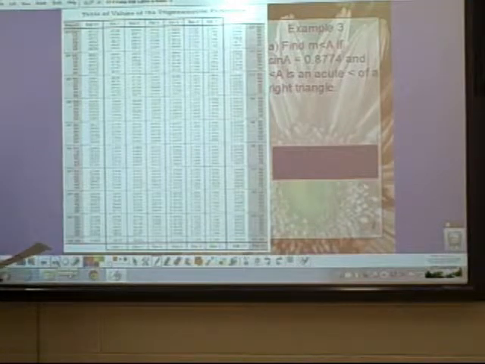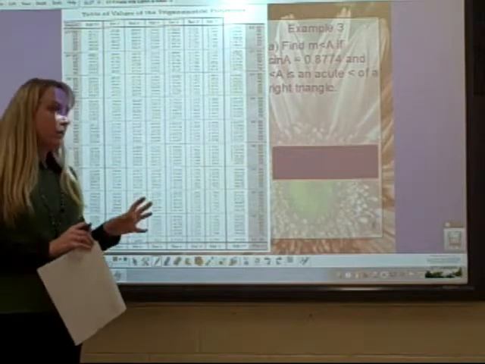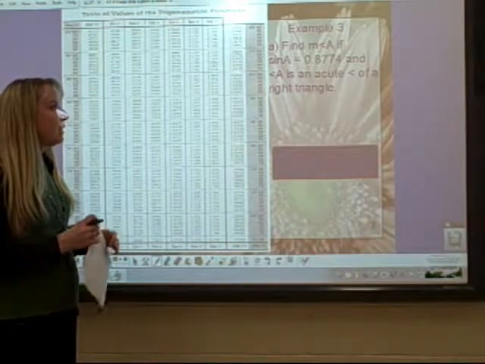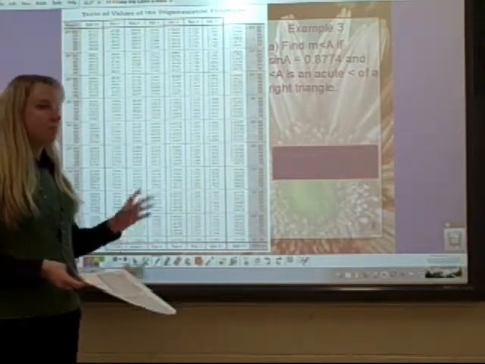All right, let's look at this last example. It says example 3, find the measure of angle A if the sine of A is 0.8774 and it's also the acute angle. We've got to make sure we're dealing with the acute angle of a right triangle. So what I need to do is try to find 0.8774 in this table.